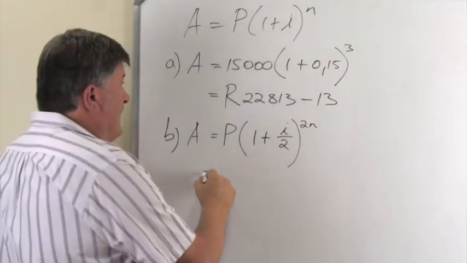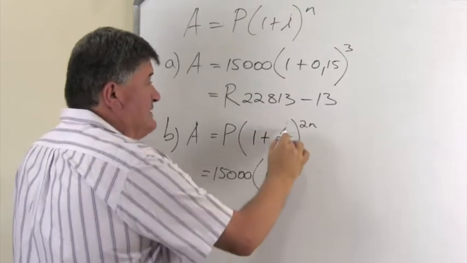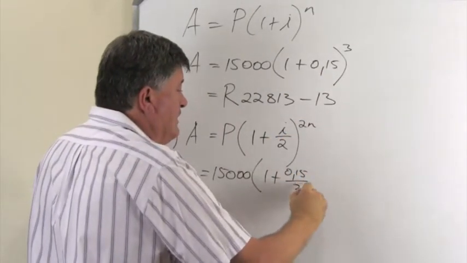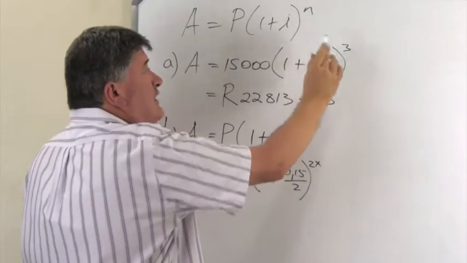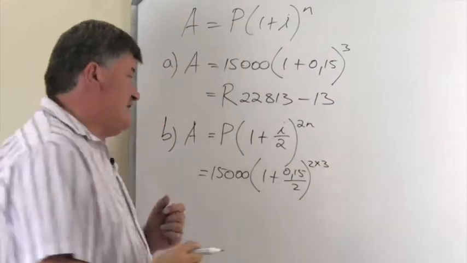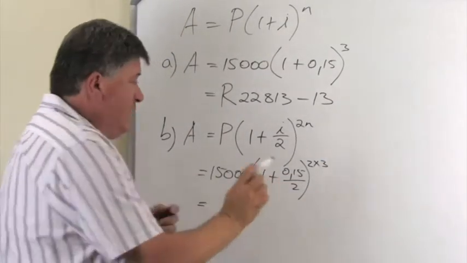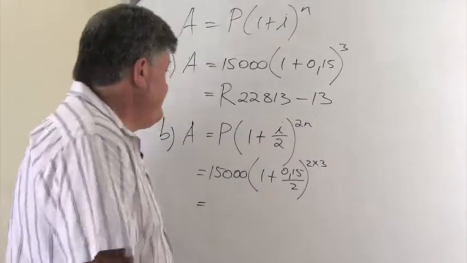So let's substitute now. It is your 15,000 Rand. You say 1 plus the I, the same as that one, the 0.15, the 15%. You put it over 2, and then you say 2 times, and how many years? The investment is for 3 years. So that exponent will be 6. So now we put it onto our calculator, and we work it out.